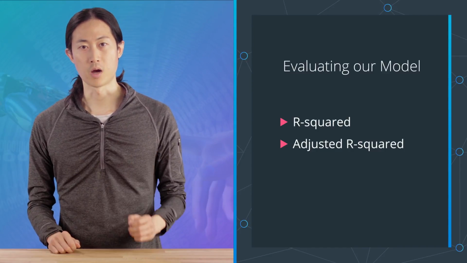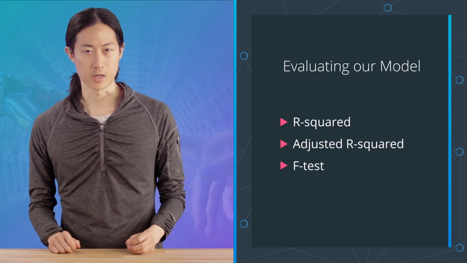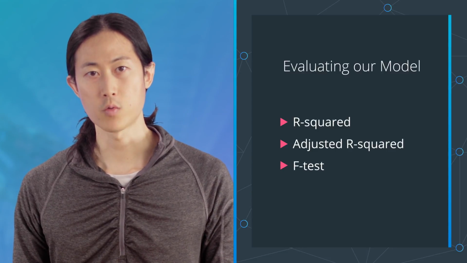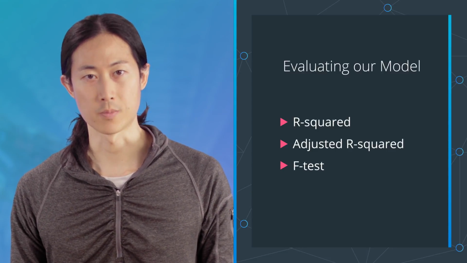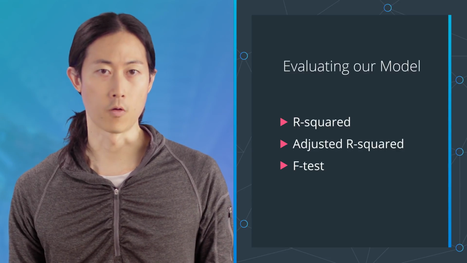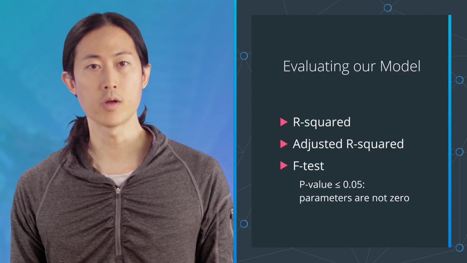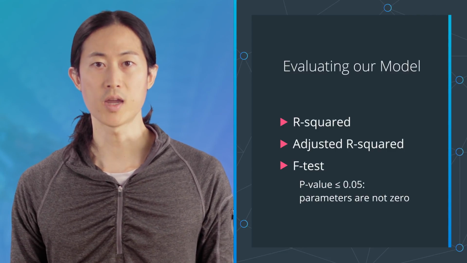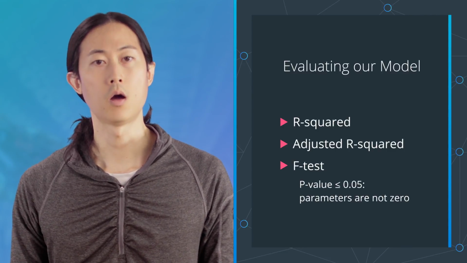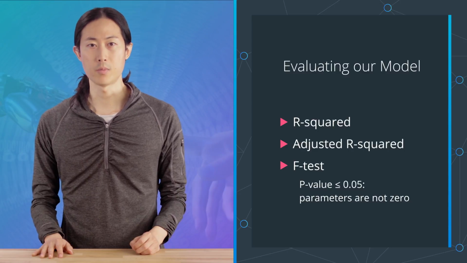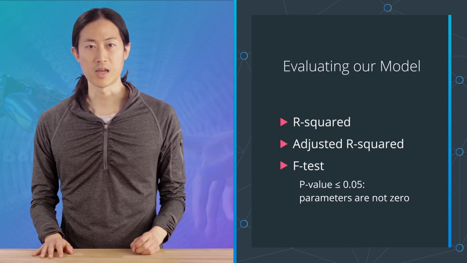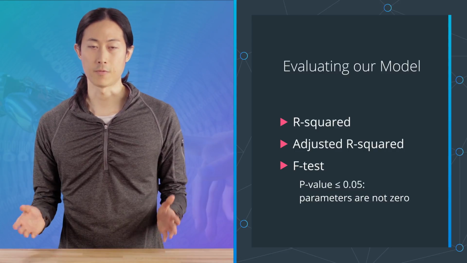Another way to check our model is by performing an F-test. The F-test checks whether our coefficients and intercepts are non-zero, and therefore meaningful. If we get a p-value of 0.05 or smaller, we can assume that our parameters are not 0. When the parameters are not 0, then we can say that our model describes a meaningful relationship.